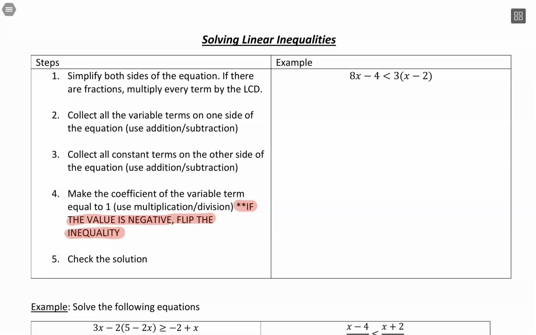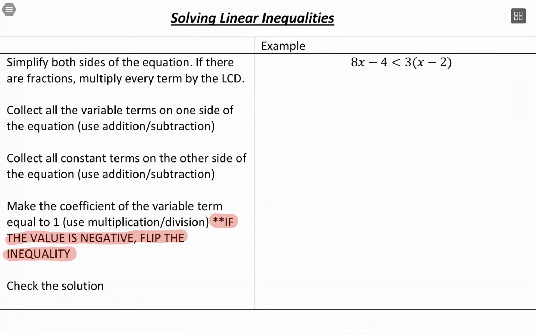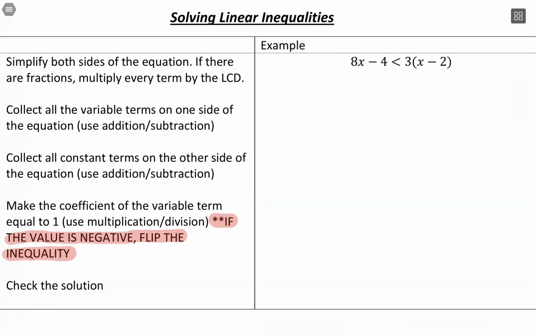So with this example, what we would do is simplify both sides of the equation. So with that, I'm going to distribute the 3. So I'll have 8x minus 4 is less than 3x minus 6. And then we're going to move our variable term to one side.